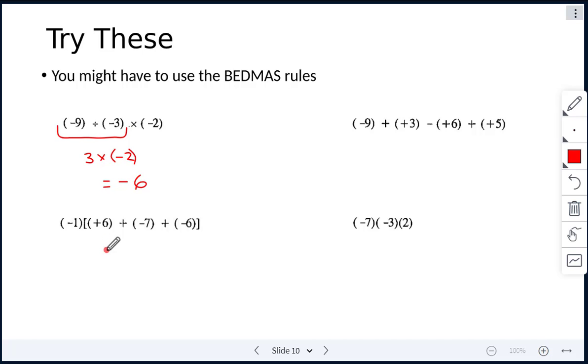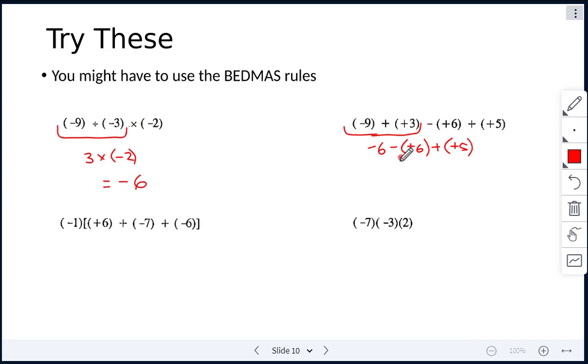All right, so let's try this one here. Again, I'm going to do it in steps, going from left to right. So we have negative 9 plus positive 3. That gives me negative 6. And then we still have the minus positive 6, and then plus positive 5. All right, so I answered the first part and I just brought everything else down again.